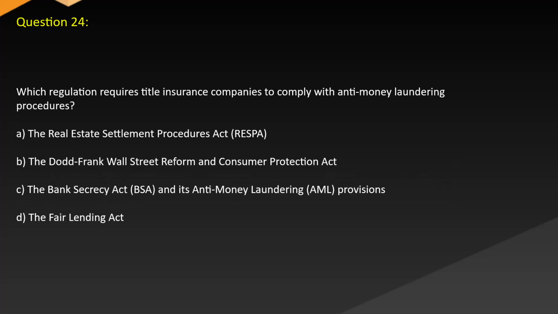Question 24. Which regulation requires title insurance companies to comply with anti-money laundering procedures? A. The Real Estate Settlement Procedures Act, RESPA. B. The Dodd-Frank Wall Street Reform and Consumer Protection Act. C. The Bank Secrecy Act, BSA, and its anti-money laundering, AML, provisions. D. The Fair Lending Act.